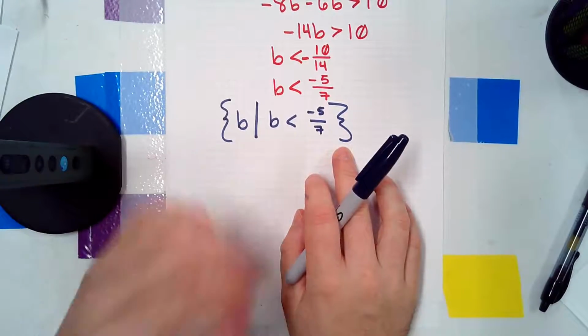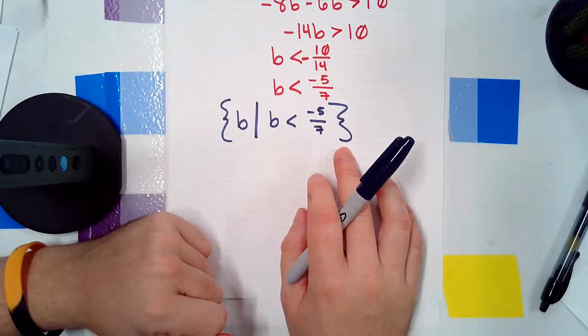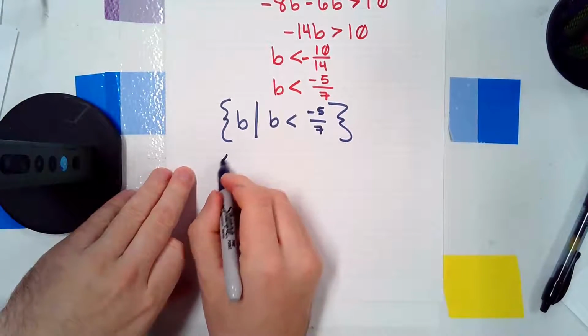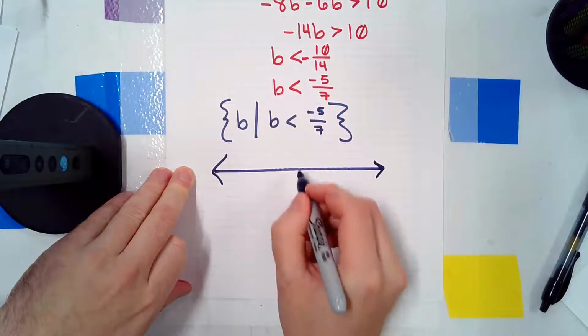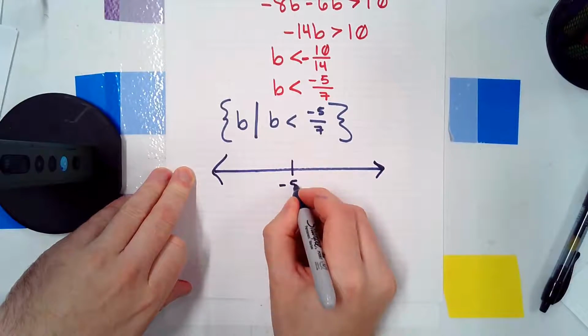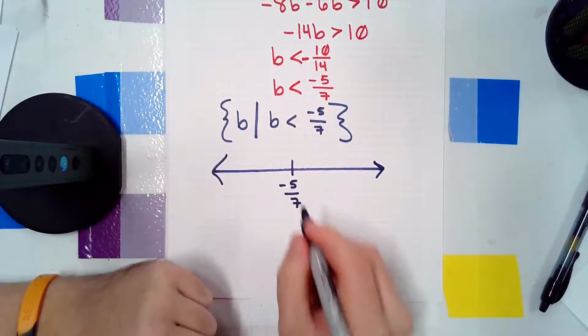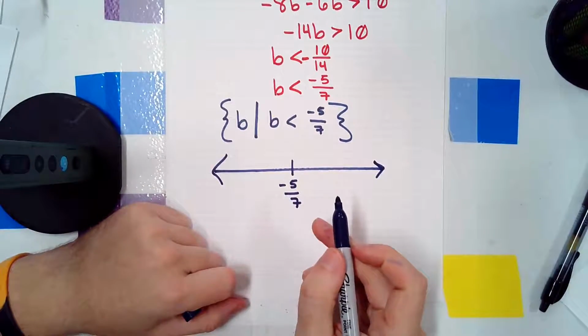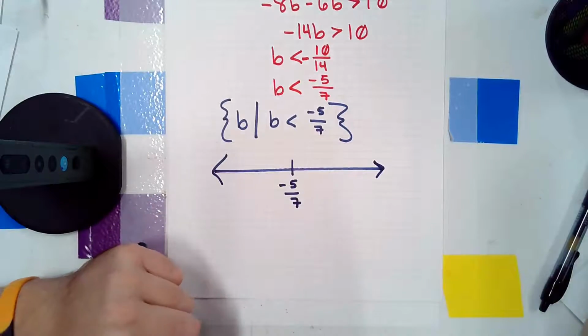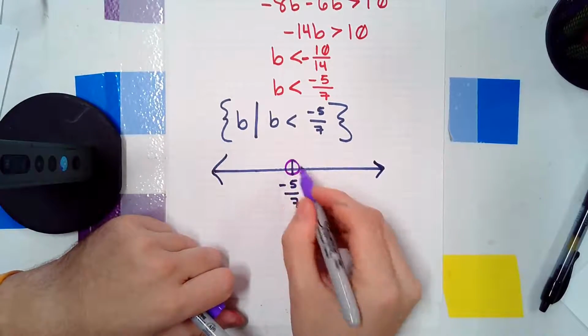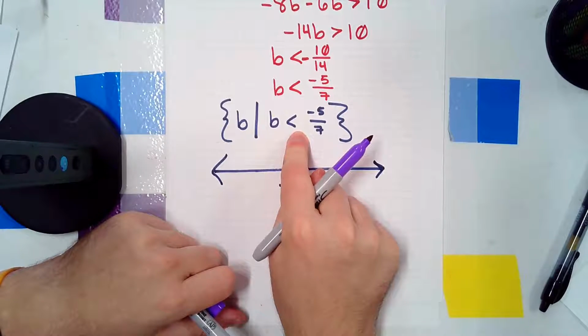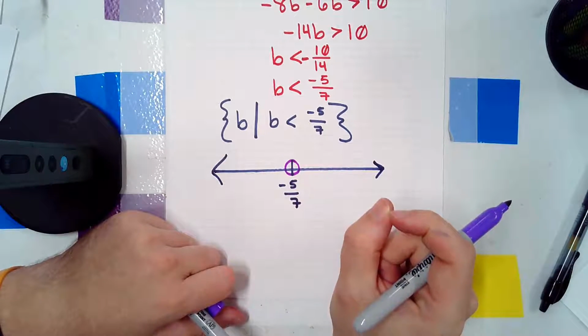So now we're here. So that's done. Let's get the graph. So what we do is we pick the number, negative 5/7. Dear Lord, don't try to count that out and figure out where it is, right? Open or closed circle? Open, right? It does not include negative 5/7. It cannot equal negative 5/7. Does that make sense? Okay.